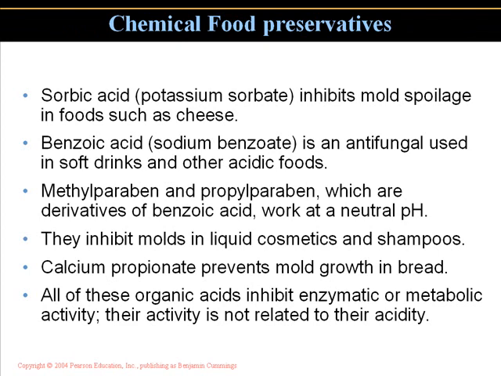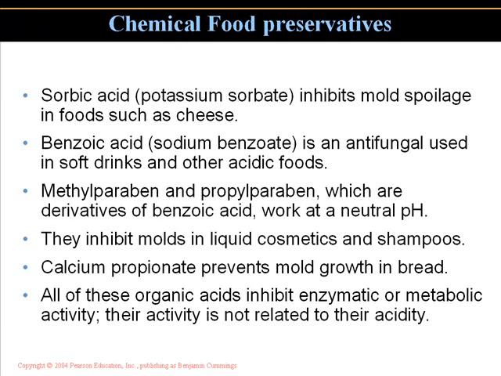Sorbic acid, potassium sorbate, inhibits mold spoilage in foods such as cheeses. Benzoic acid, these are all the additives that you see added onto the food label. Antifungal, used in soft drinks and other acidic foods. Methyl paraben or propylparaben, these are substances that are also used, derivatives of benzoic acid. They work on neutral pH. They also inhibit mold, liquids, cosmetics, shampoos. Calcium propionate, which prevents mold growth in bread.